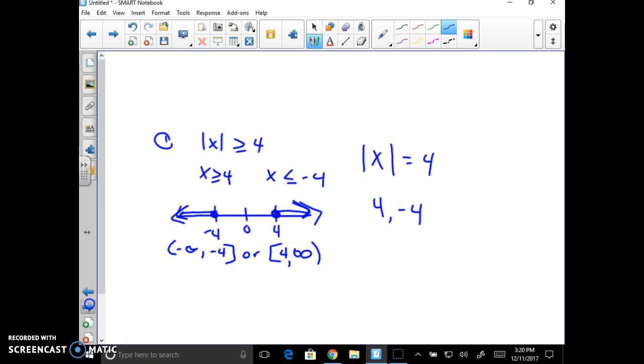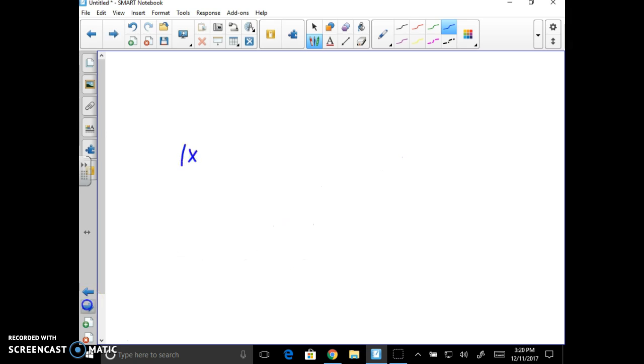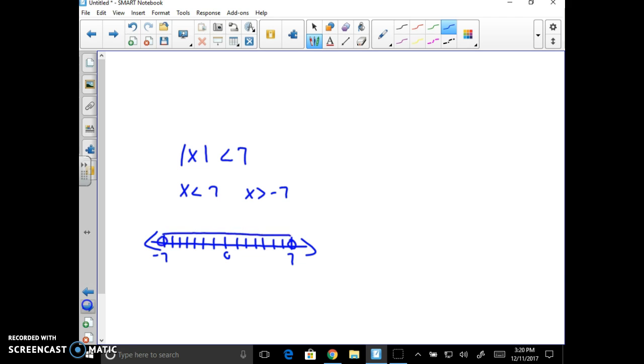Let's look at the next one. So we have the absolute value of x is less than 7. So you make two of them. X is less than 7 and x is greater than negative 7. Okay? So we're going to say 1, 2, 3, 4, 5, 6, 7. That's negative 7. And 1, 2, 3, 4, 5, 6, 7. So that's 7. So it is less than 7 and greater than negative 7. So we're talking about all these in between here. So we're going to say it goes from negative 7 to 7. Okay?